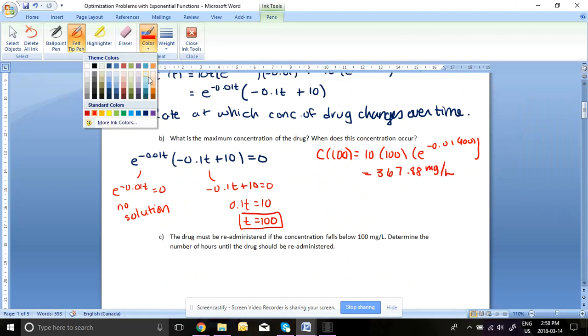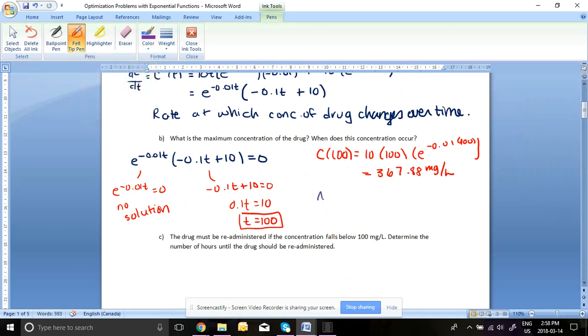We can conclude then, in a nice little sentence, that after 1 hour 40 minutes, a maximum concentration of 367.88 milligrams per liter occurs.